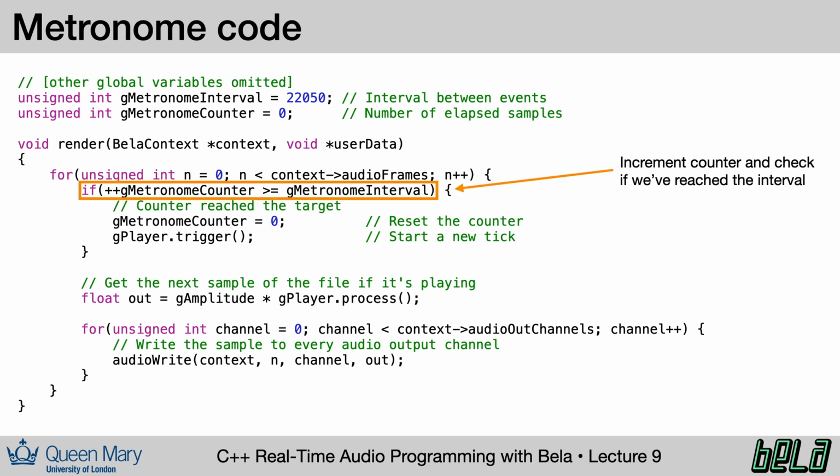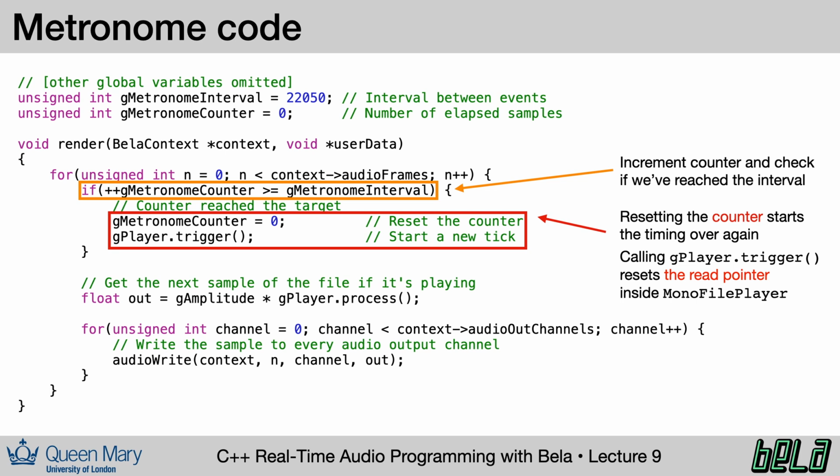Inside of the render function we have our usual for loop, and inside of that we have this if statement. What the if statement is doing is it's incrementing gmetronome counter, and then it's checking if the count has reached the interval. If that's true, then we're going to do two things. First of all, we'll reset the counter to 0 so that the next time around we start counting all over again. And second of all, we'll start the click playing by calling gplayer.trigger.